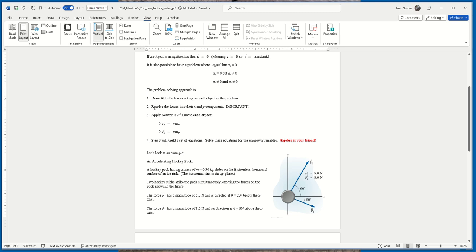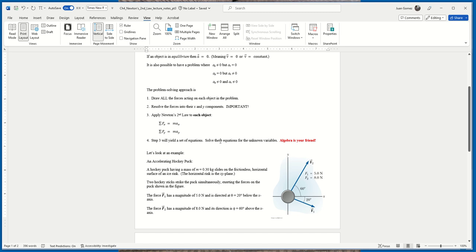Then, if need be, unless they're entirely in the x or entirely in the y direction, if they're at some angle relative to the horizontal, remember, we deal with the reference angle, the angle relative to the x-axis. Resolve them into their components. Important. Just basic right triangle trig. Then apply Newton's second law to each object, and remember also, sum of the forces in the x equals max, sum of the forces in the y equals may. Then, once you finish step 3, you're going to yield a set of one or more equations.